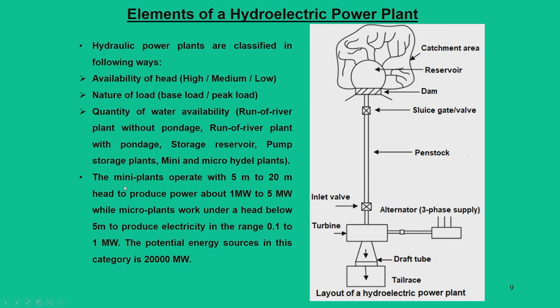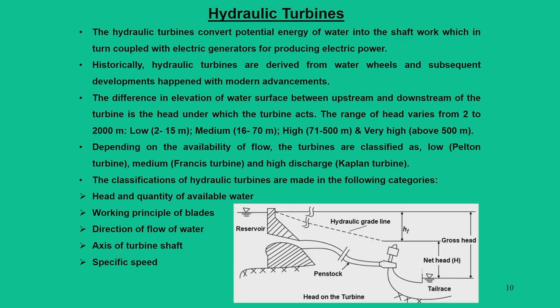Then, for example, to give some estimates, if you think of mini power plants, they operate with a head of 5 meters to 20 meters and produce power in the range of 1 to 5 megawatts. Micro power plants work under a head below 5 meters, but they produce electricity ranging from 0.1 to 1 megawatt. But in any case, for maximum energy from water, we can go up to 20,000 megawatts. That means it is a very large structure, a large scale hydroelectric power plant.